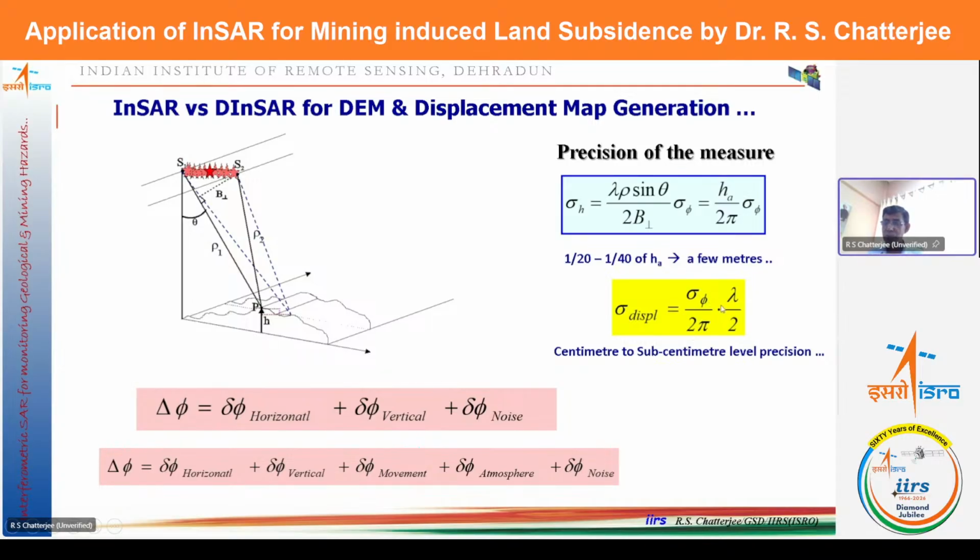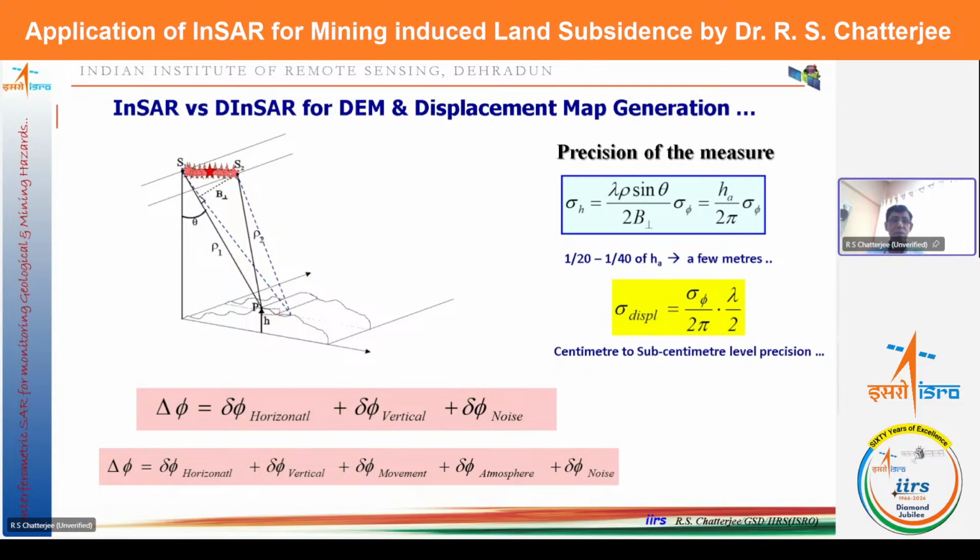So how much do you get? 10 to 20 degree by 360 degree into lambda by 2. It will be sub-centimeter level precision, a few millimeters. Okay. If you use the shorter wavelength like X band or C band, maybe 1 millimeter or so. If you use the L band, then maybe it will go even up to 1 centimeter or a little more. So this is the precision of measure.